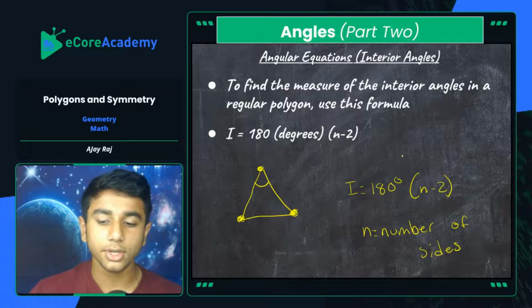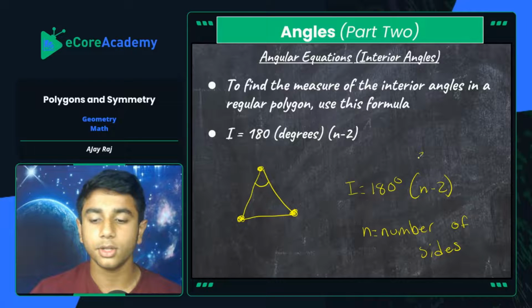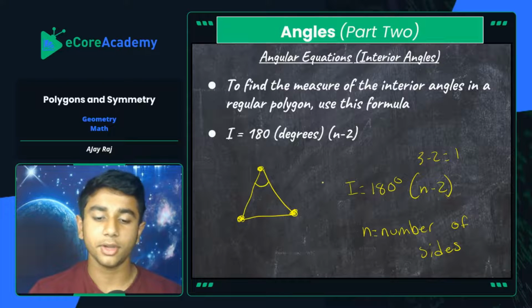So what you're going to do here is calculate the number of sides in a triangle, and that's 3. So you're going to sub 3 minus 2 equals 1 here, and you're going to multiply 180 degrees times 1 to get 180 degrees. And that is always true, since a triangle has 180 degrees total for the sum.